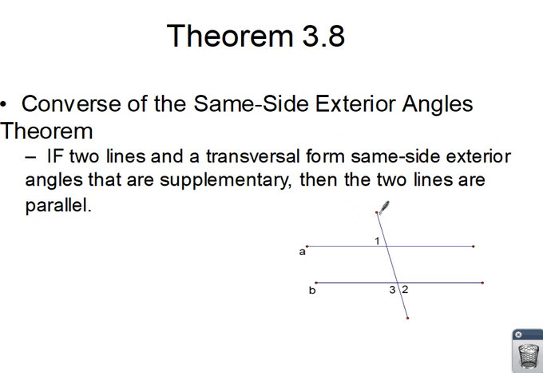Alright, converse of same side exterior. So let's say the same side exterior angles are supplementary, so angle 1 plus angle 3 equals 180. Then the lines are parallel. So A is parallel to B.